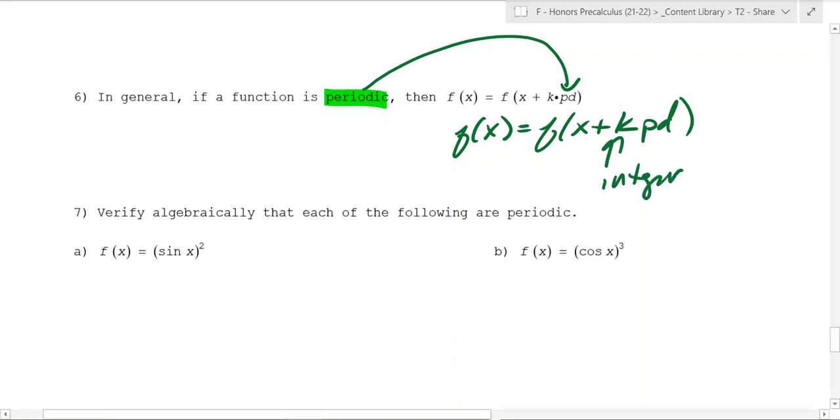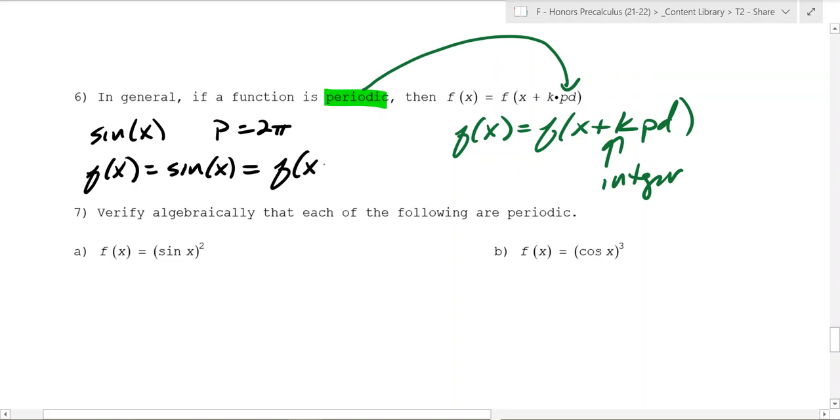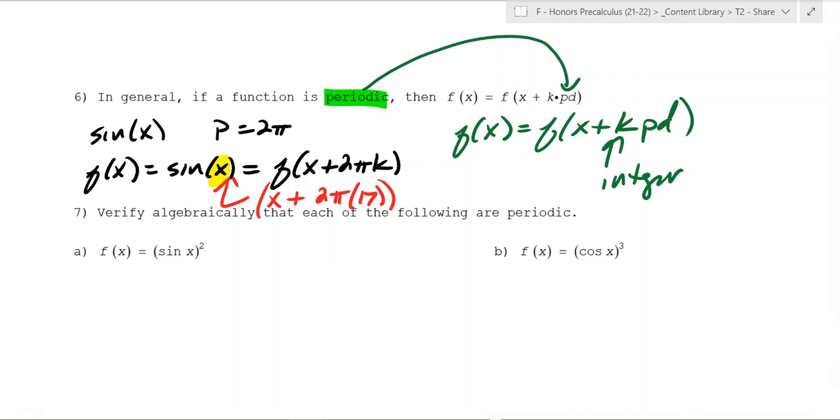So for example, as we saw above, we know that for sine of x, the period is 2 pi. So we can say that if f of x is sine of x, we know it's also going to be f of x plus 2 pi times k, where k is any integer. So x can be x plus 2 pi k. You can turn that into x plus 2 pi times any integer, 17, or x plus 2 pi times a billion. It doesn't matter. You can shift it left and right as many multiples of 2 pi as you want.